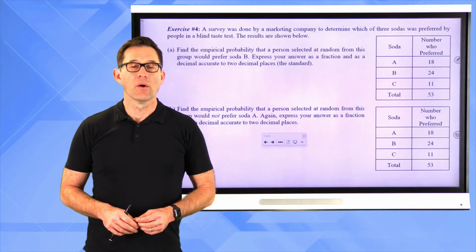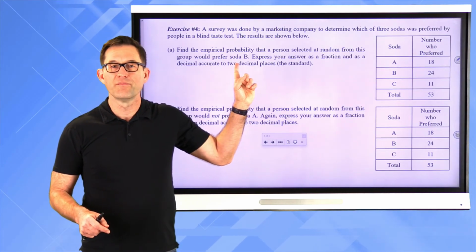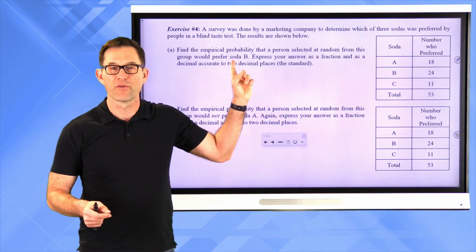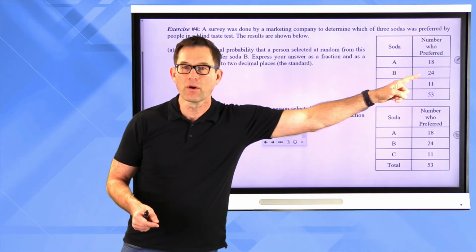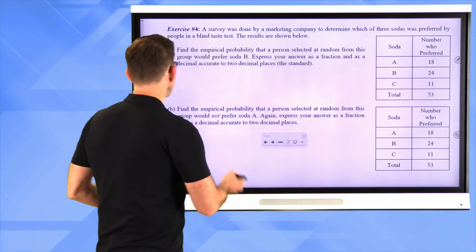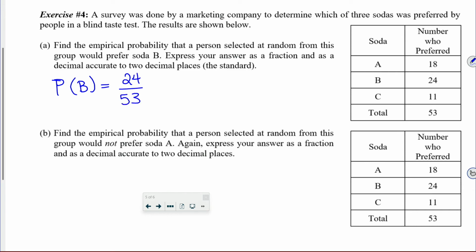All right, so this is easy, right? The number of outcomes that fell into the event of preferring soda B is 24. The total number of outcomes is 53. So maybe I would write it like this: the probability of B would be 24 divided by 53.